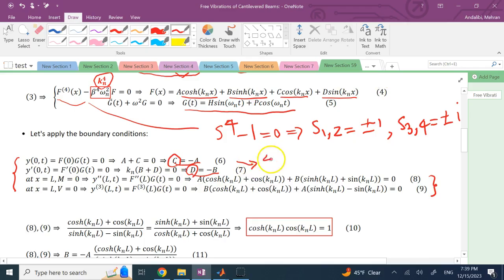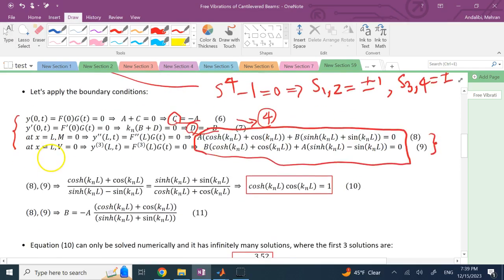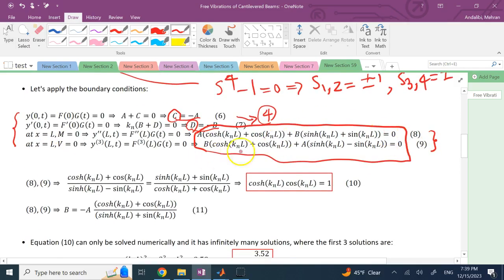So before we even go for 8 and 9, we plug this c and d back into 4, right? So they go into 4, and then we apply the 2 next boundary conditions on 4, and we get equations 8 and 9. And if you look at 8 and 9, there are 2 equations and 2 unknowns, a and b. And the thing is, this is a homogeneous set of equations. And these terms are not 0, so you cannot find both a and b from here.